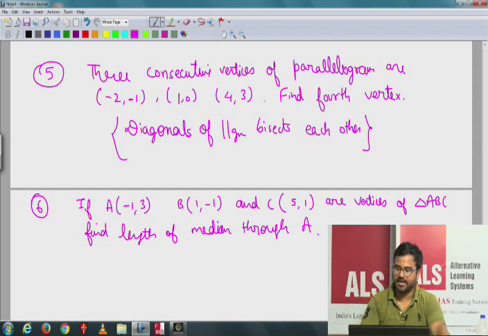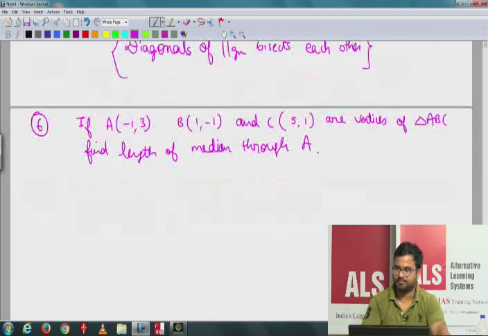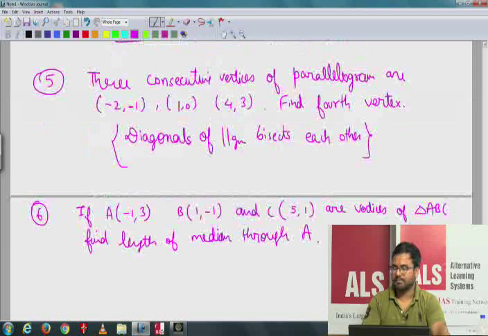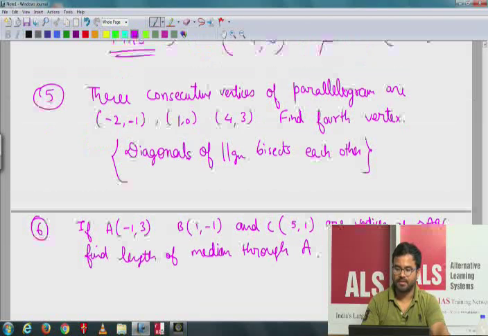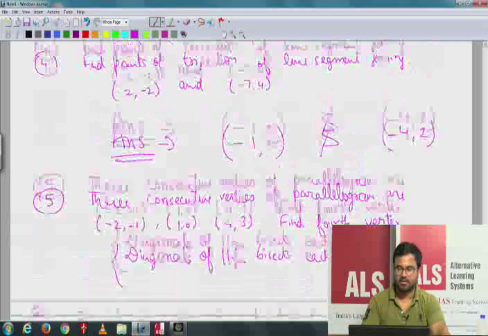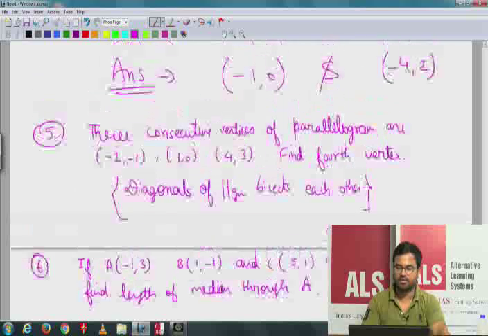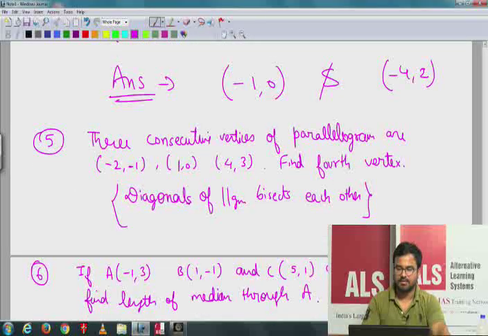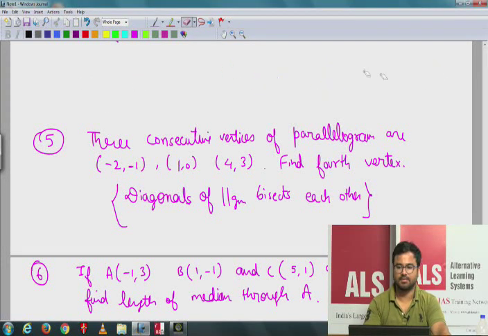Okay, you want the diagram. Okay, Kohima. I'm solving, all of you note down this question number 6. I'm solving question number 5 once. Consecutive vertices of a parallelogram are these. So Kohima, you have to draw it like this.